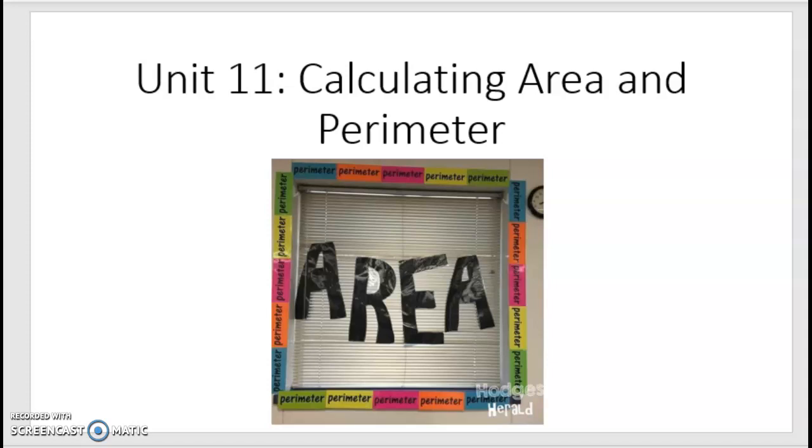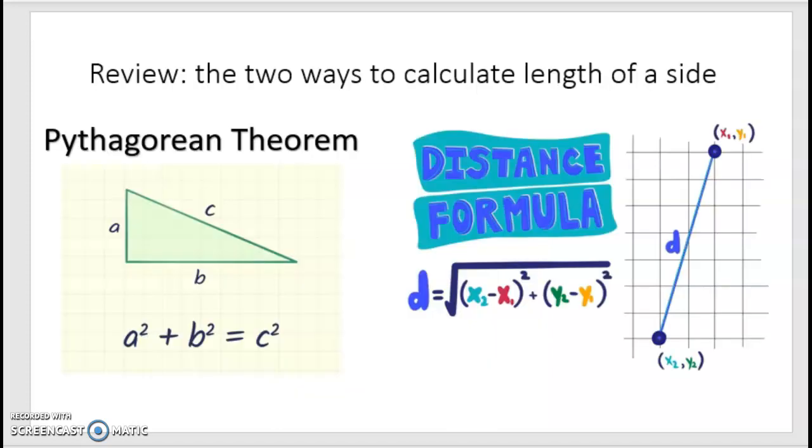Hey guys, today we're going to talk about how to calculate area and perimeter, and you're going to be using two methods that we used last week before spring break, which are the distance formula and the Pythagorean theorem. So just to recall, the Pythagorean theorem and the distance formula are two ways that we can calculate the length of a side or the length or distance between 2 points.